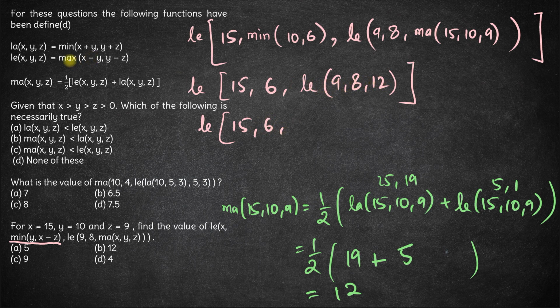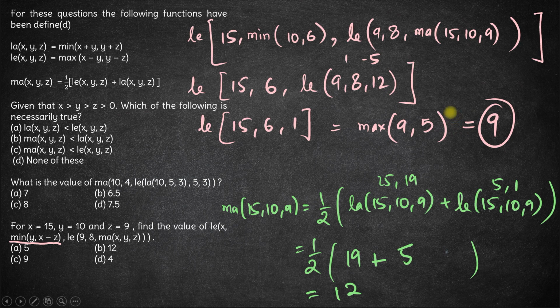Now LE is basically the maximum of 9 minus 8, which is 1, comma 8 minus 12, which is minus 5. So the maximum of 1 and minus 5 is 1. So this comes out to be LE of 15, 6 and 1. Now we know LE 15, 6 and 1 is effectively the maximum of 15 minus 6, 9, comma 6 minus 1, 5. So the max of 9 comma 5 is 9 over here, right? So the answer to this question is option C, 9.